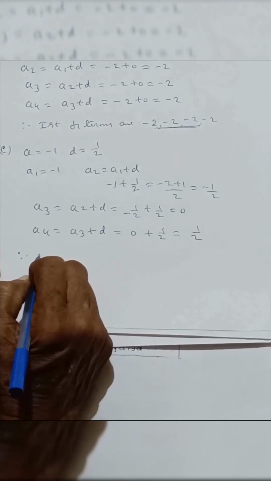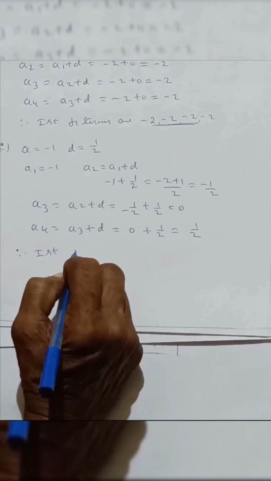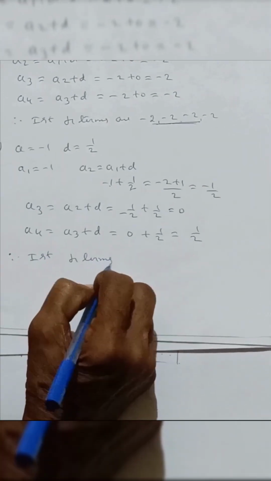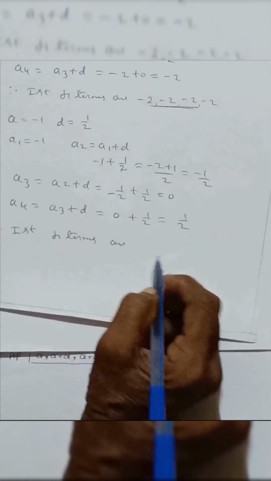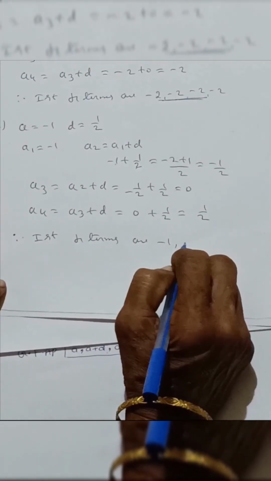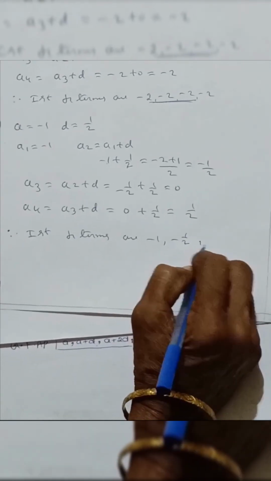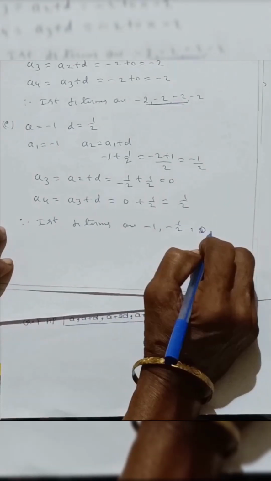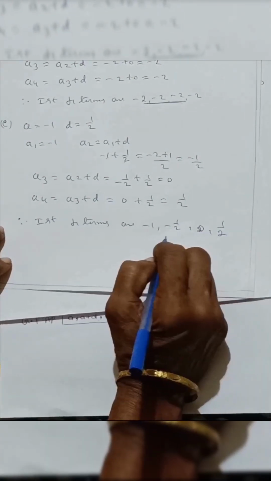Therefore, the first four terms are -1, minus half, 0, half.